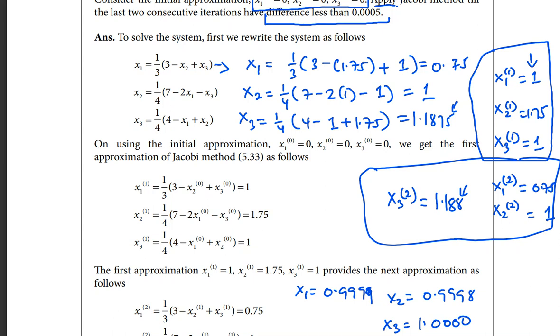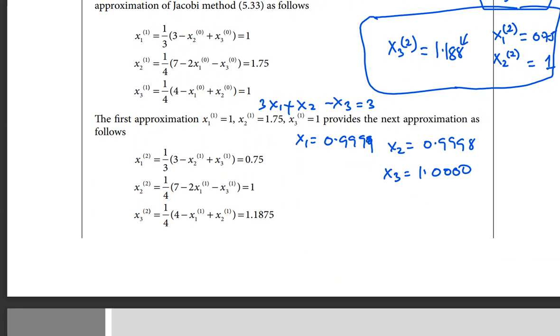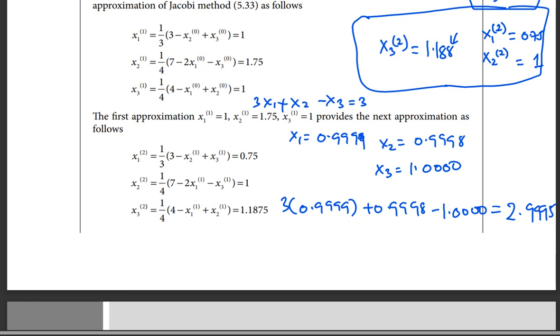So let's do the substitution. Let's substitute this into equation 1 and see what we are going to get. Let me write down equation 1 again. For equation 1, we have 3x1 plus x2 minus x3, and this should be equal to 3, right? So let's do the substitution and see if we are going to get 3. So you're going to have 3 multiplying 0.9999, plus 0.9998, minus 1.0000. So this gives us a value of 2.999995.